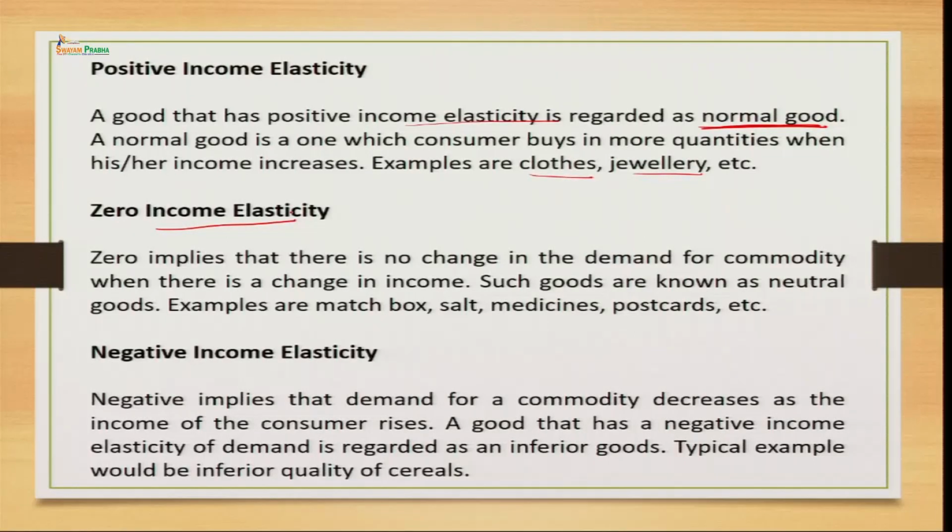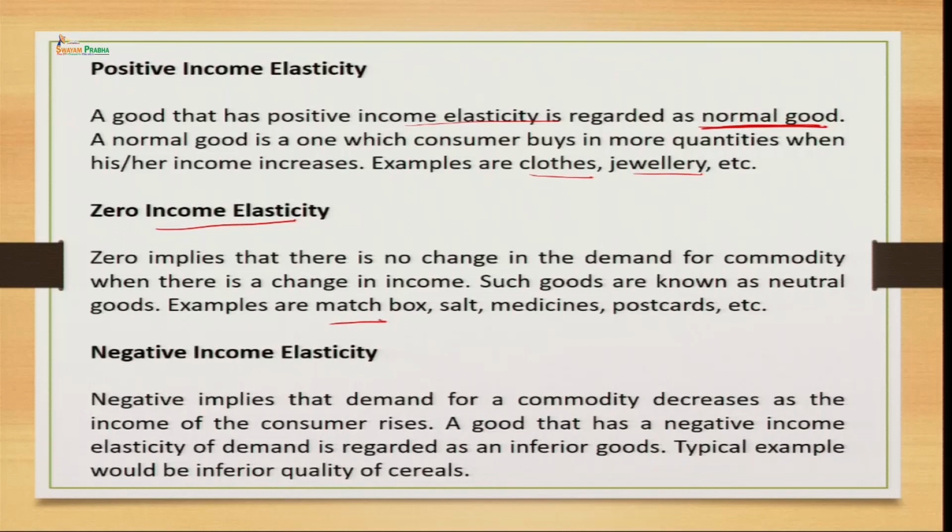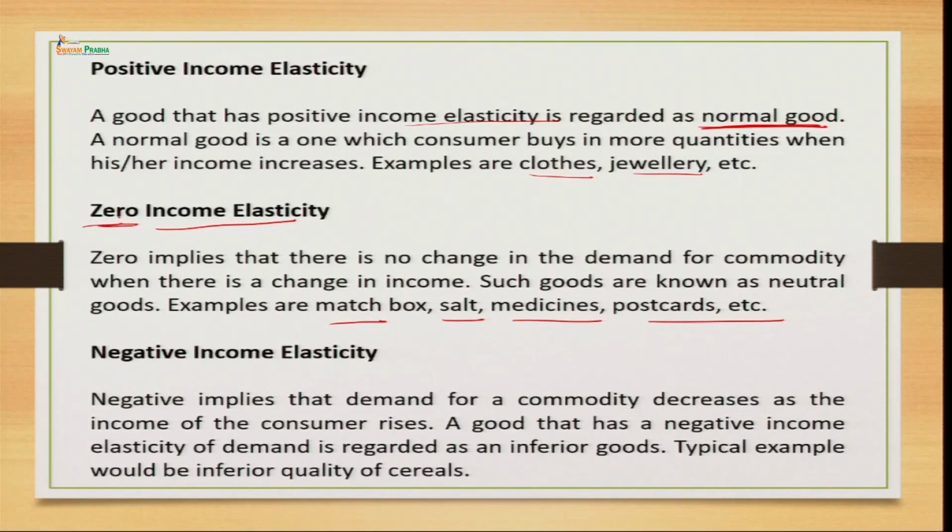Zero income elasticity: there are certain goods where there will be no change in the quantity demanded even if the income of a consumer increases, right. If my income increases, I will not consume more salt. If my income decreases, I will also not decrease my consumption of salt, right. So, there are items like matchbox, salt, medicines, and postcards also. These are the items where there will be no change taking place in the quantity demanded even if the income of a consumer increases or decreases, and that is why we call it zero income elasticity.